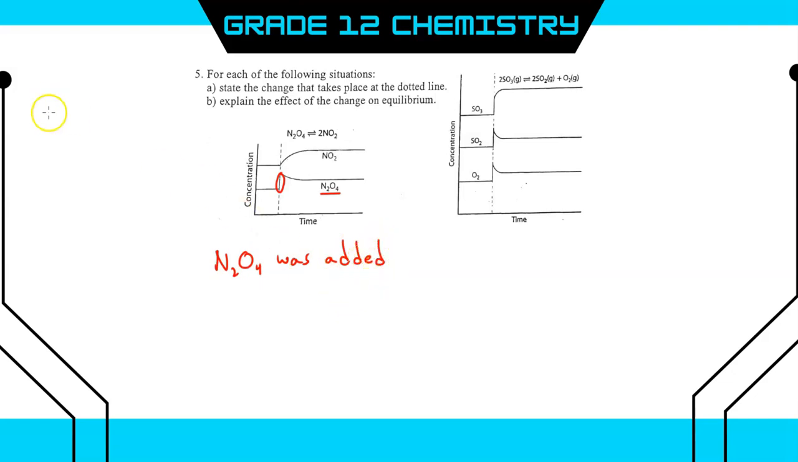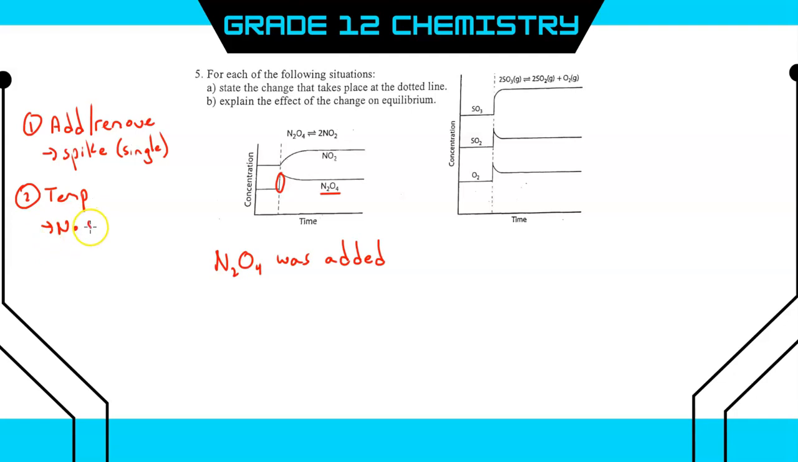Okay, there's only three things that can happen. One, something is either added or removed. And in this case, you will get a spike for one substance. So a single spike. Another option, you can have a temperature change. And when you change the temperature, everything gradually changes. You don't see any spikes, so no spike.